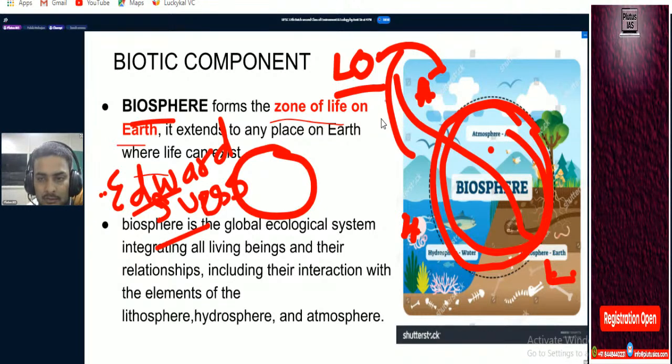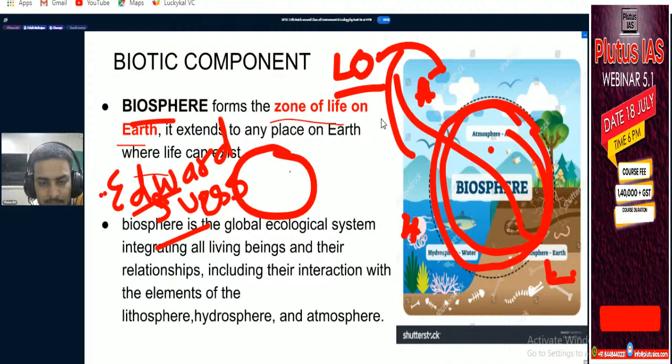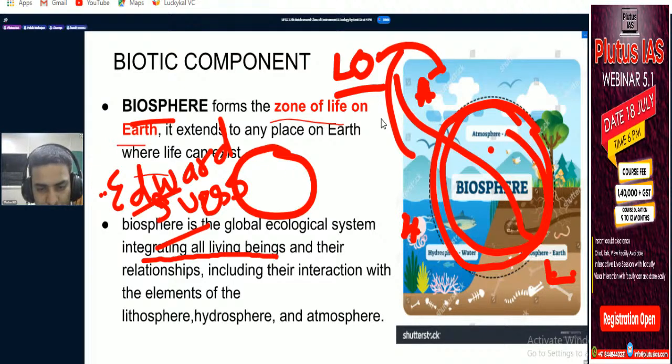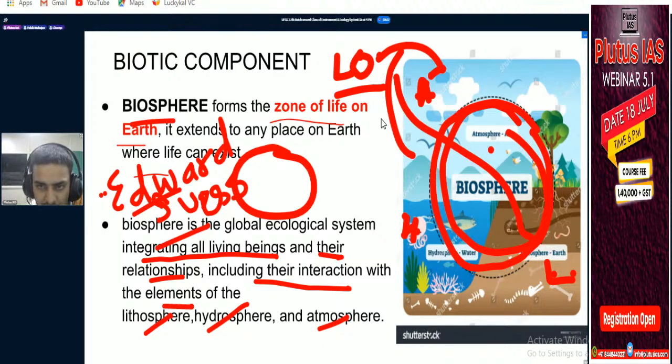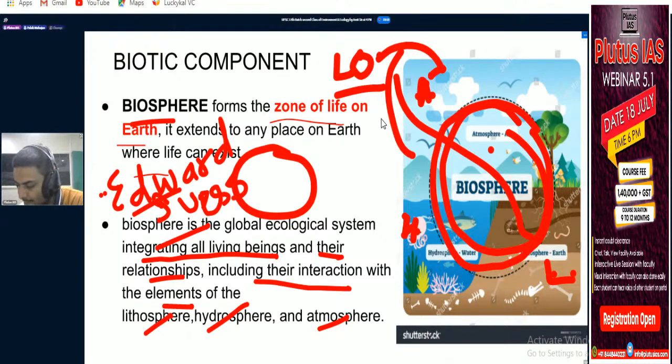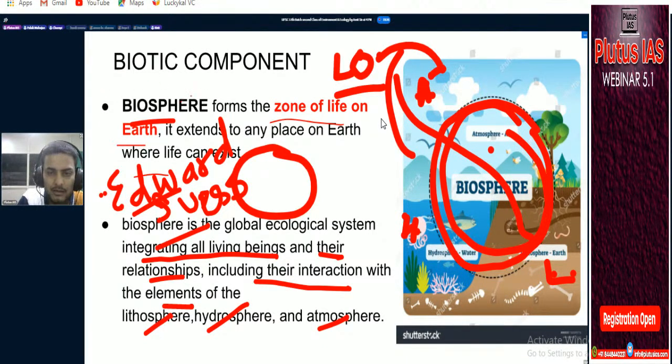So it is all about the living zone, or zone of life on Earth. Integration of all living beings and their relationship, including their interaction with elements of life in lithosphere, hydrosphere and atmosphere. I have given you the simple definition; the rest is in the PPT. Okay everyone, shall I move ahead? So I've explained the biosphere.